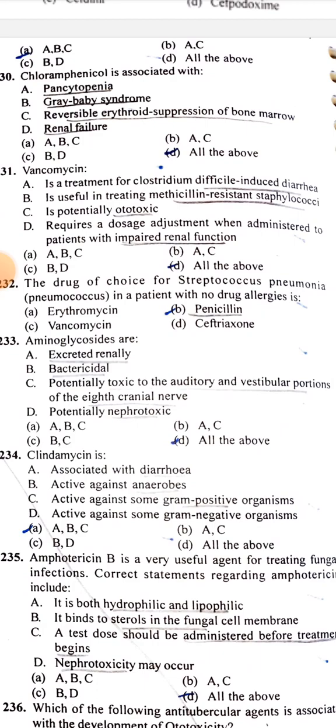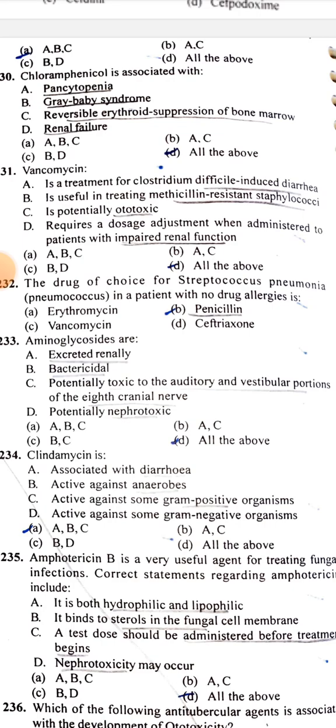Chloramphenicol is associated with pancytopenia, gray baby syndrome, reversible erythroid suppression of bone marrow, and renal failure. Vancomycin is used for the treatment of Clostridium difficile induced diarrhea. It is useful in treating methicillin-resistant staphylococci. It is potentially ototoxic and requires a dosage adjustment when administered to patients with impaired renal function.